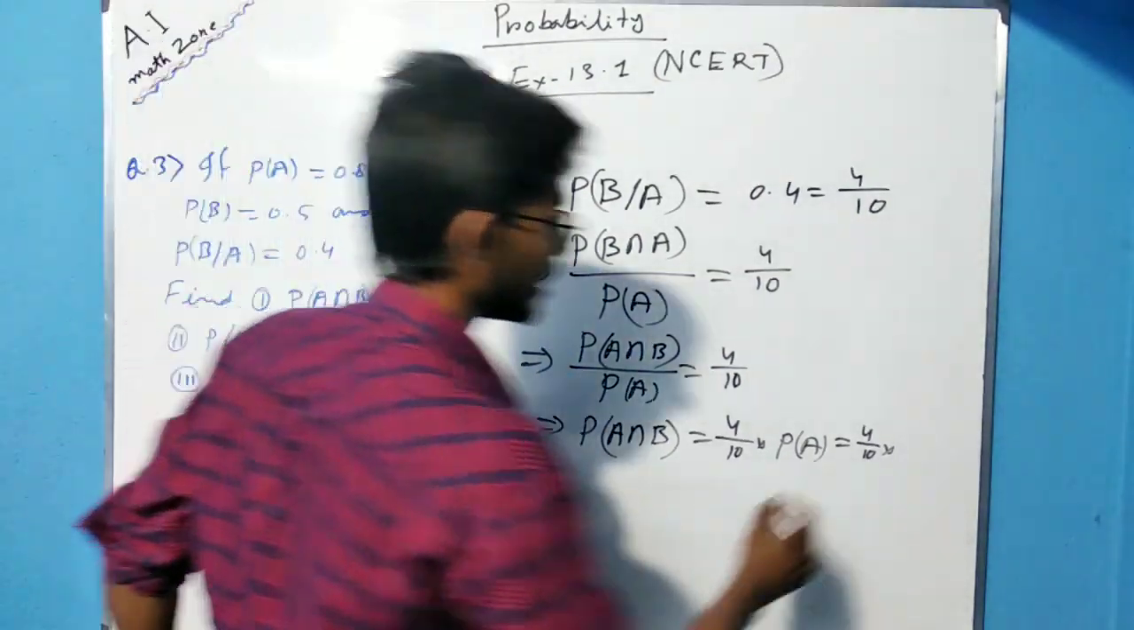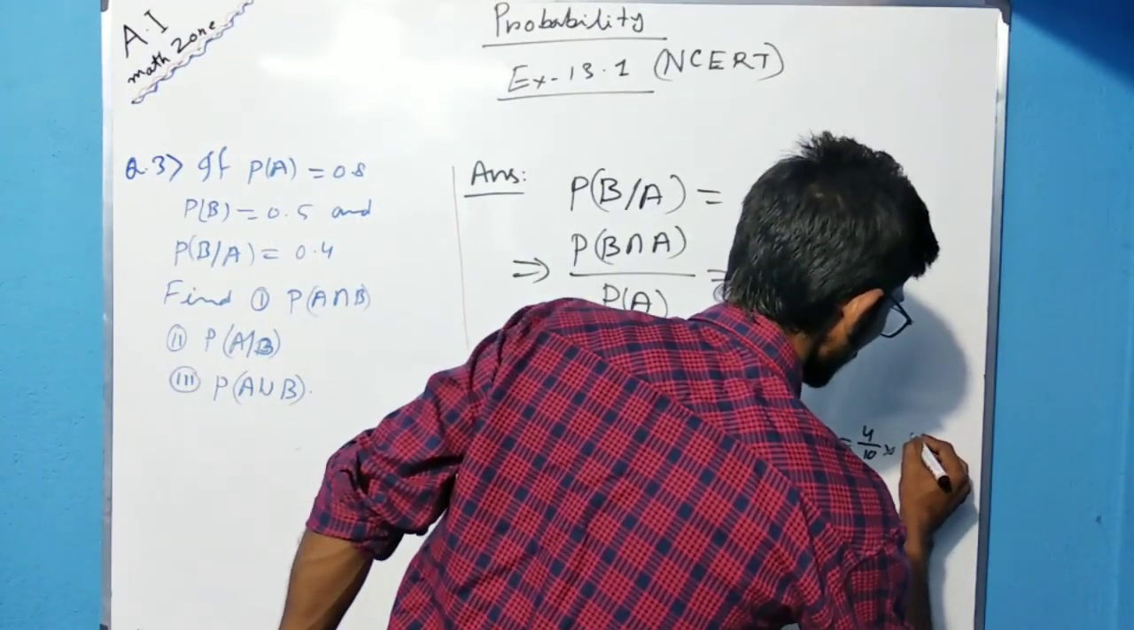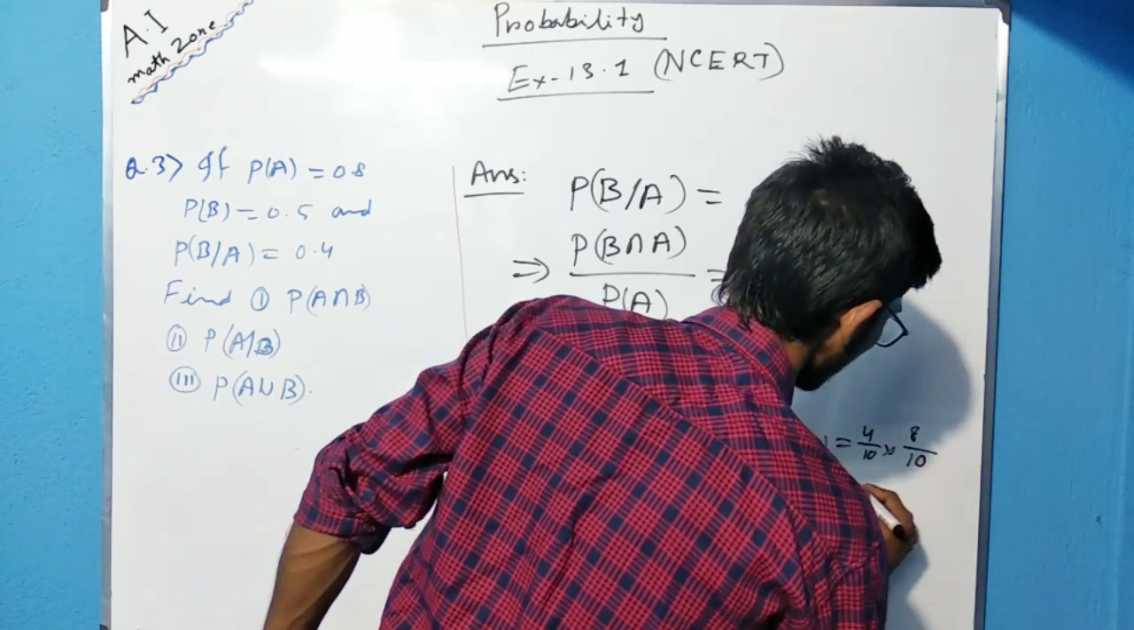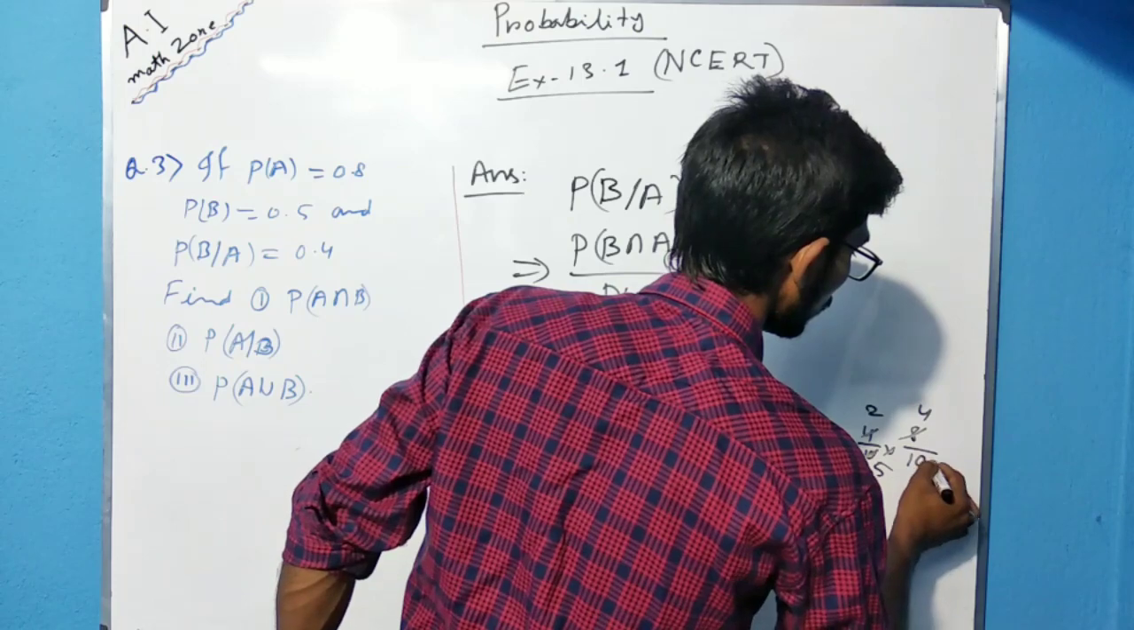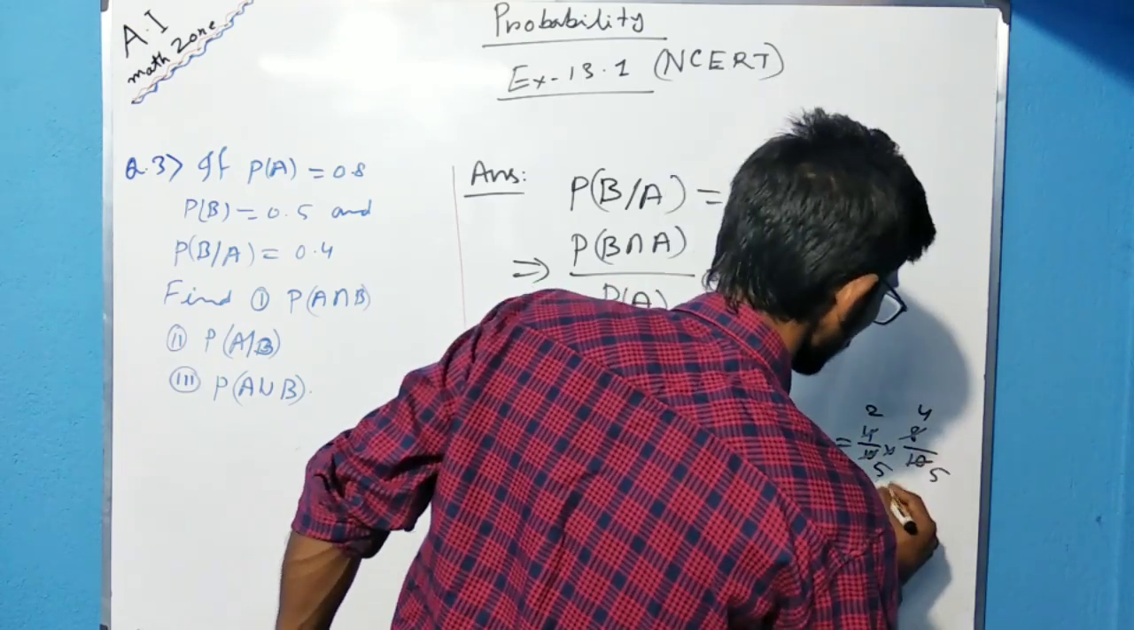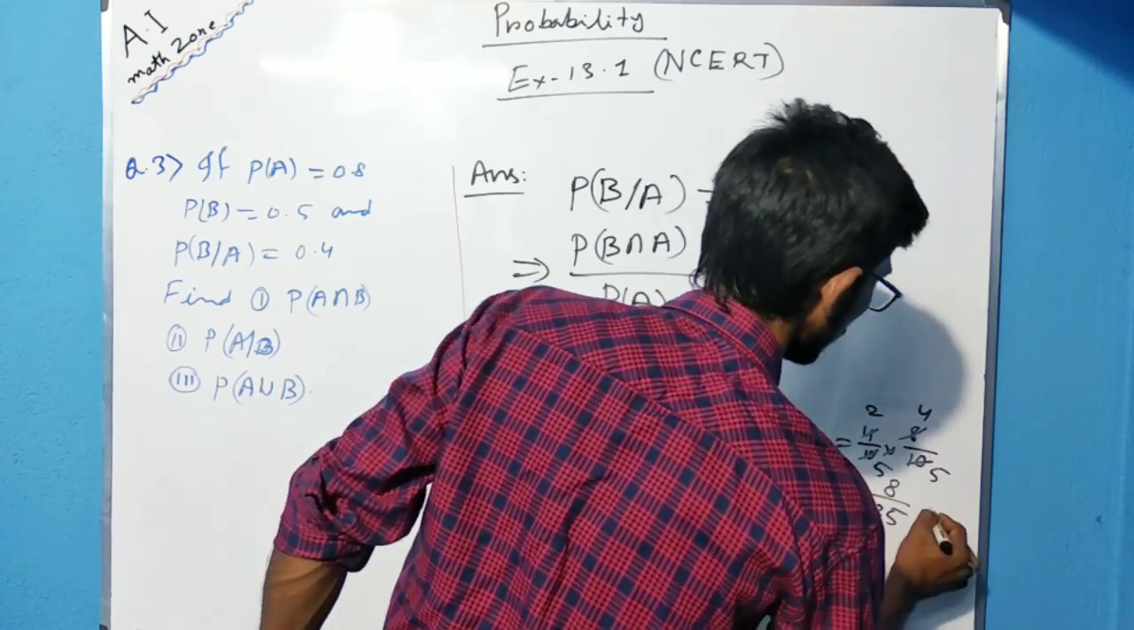How much is probability of A? 0.8. That means 8 by 10. So this equals 2 fives are 10, 4 fives are 20, so 8 by 25. So this is the answer.